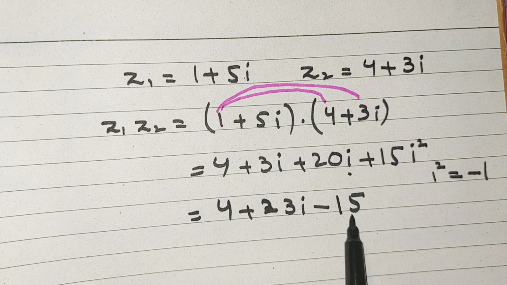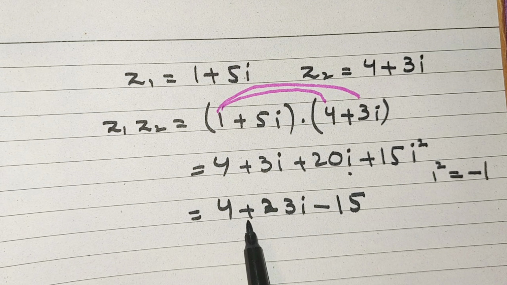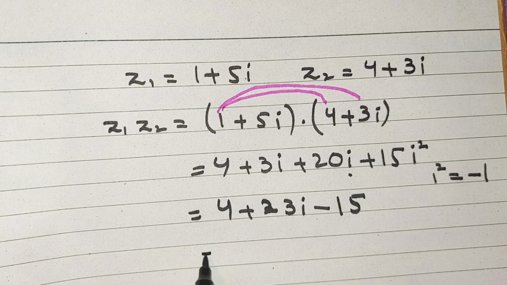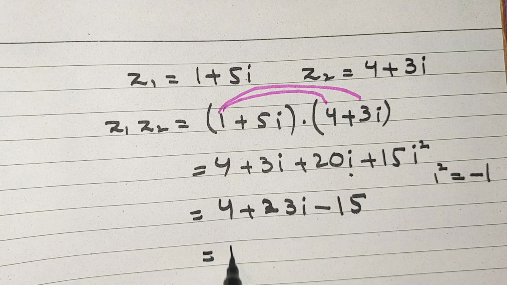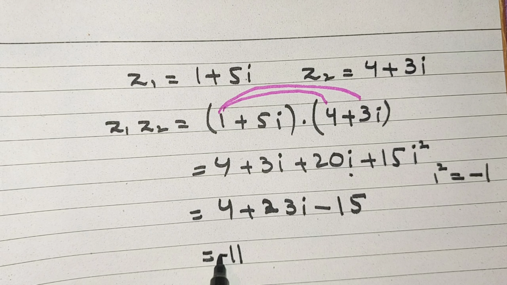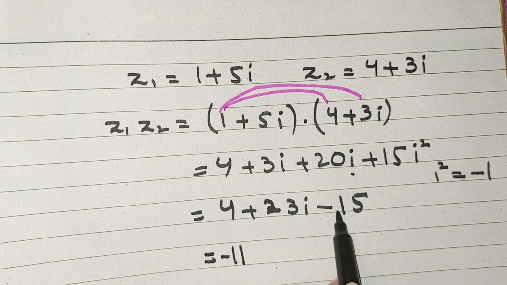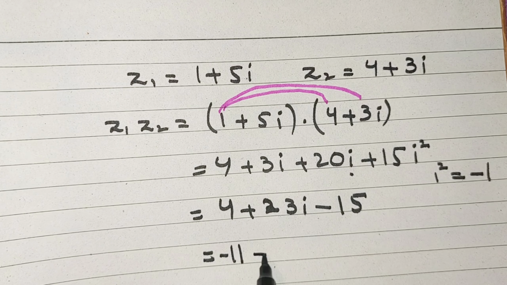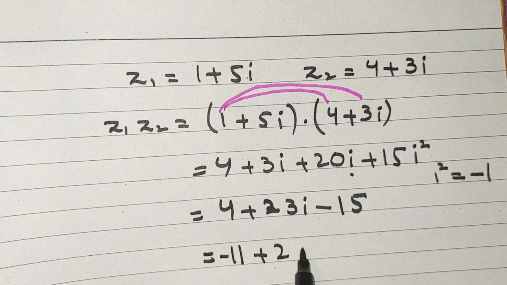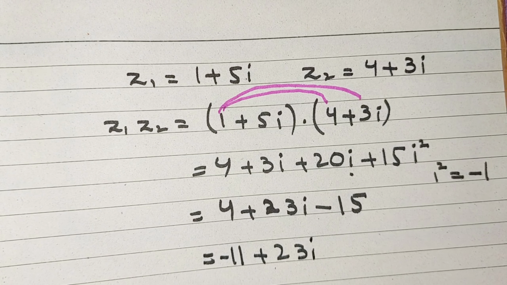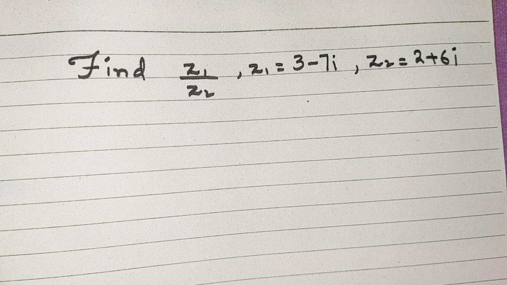Further, this 15 and this 4 will be subtracted, and that will be equal to 11, and that will be a negative 11 because this is negative, and we are left with 23 iota here. So this is the answer, and this is the way to multiply complex numbers. Now we will learn how to find the division of complex numbers.